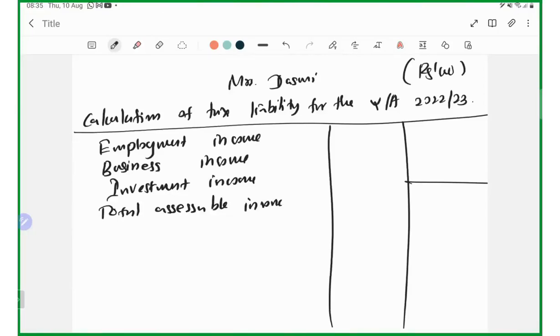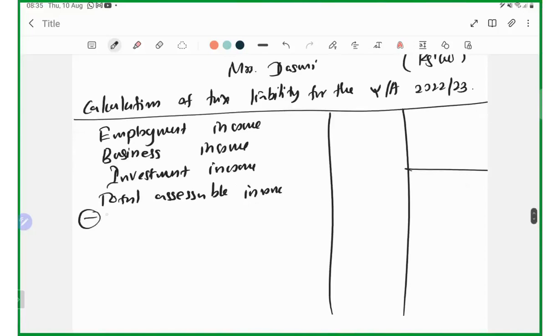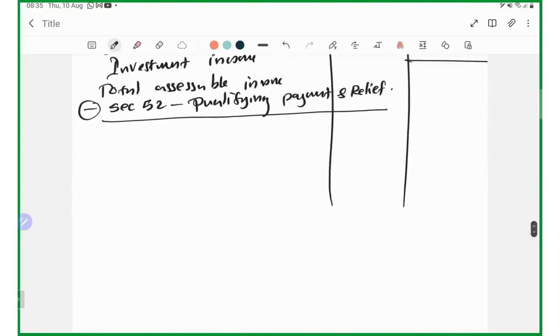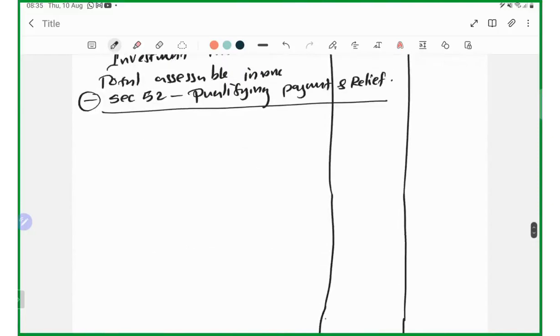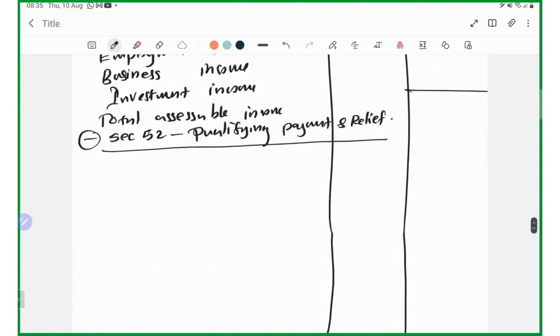Total assessable income, right? Once you get the total assessable income, you can deduct the section 52 deductions, right? So under that section 52, you can deduct the qualifying payment and relief. So let's see what the available qualifying payments and reliefs are for an individual. Right. So let's see later, right? So now you already know what the qualifying payments and reliefs are, right? So after deducting these qualifying payments from the assessable income, you can take what?